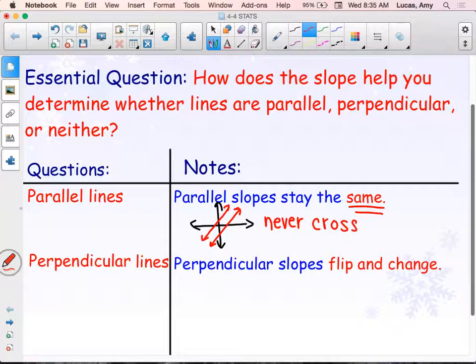Perpendicular slopes, they flip and change so that they cross at a 90-degree angle. So here's one line. This would be my other one. They cross at a 90-degree angle.